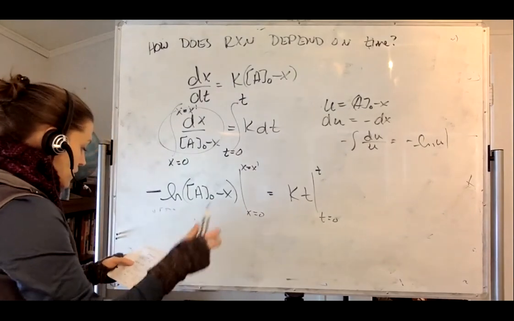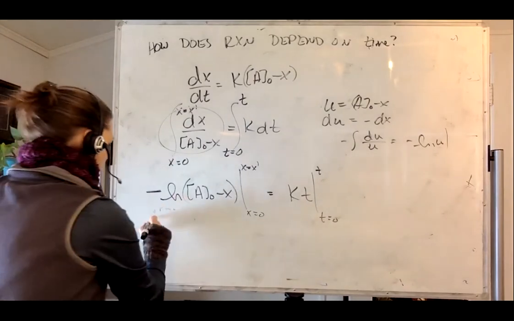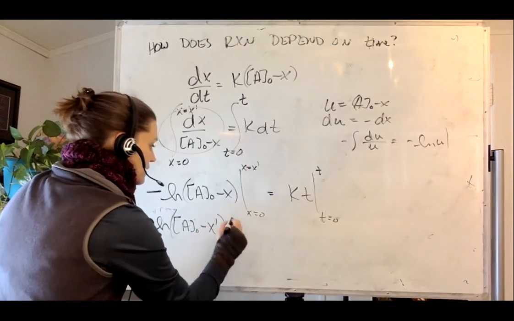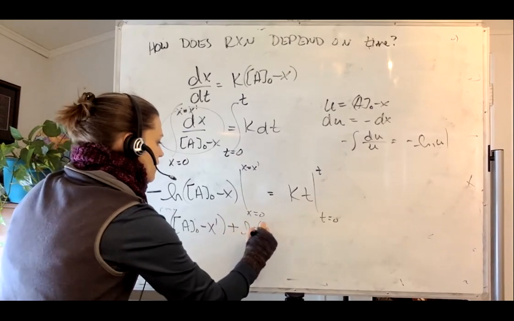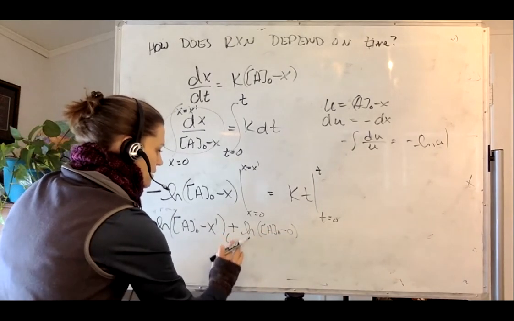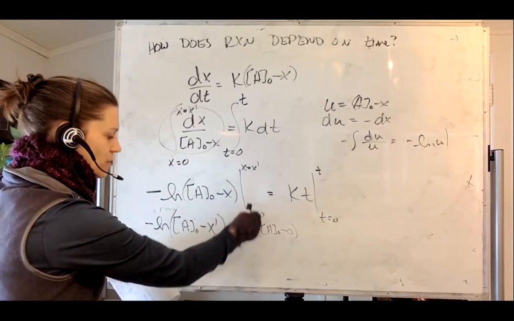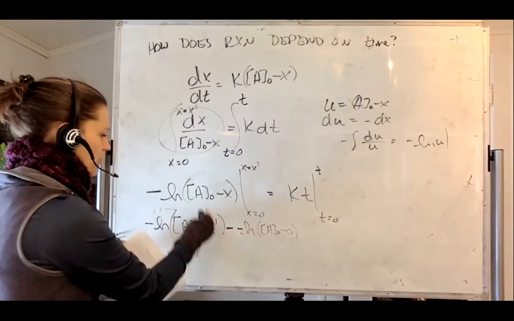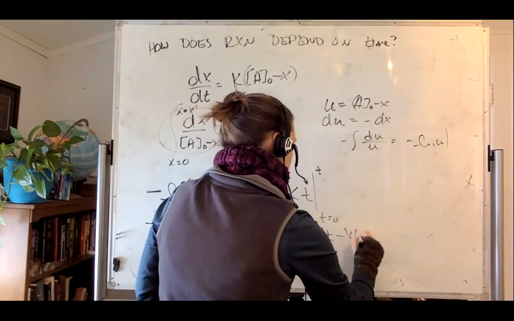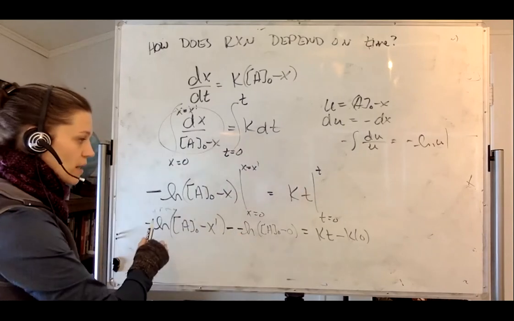Okay. So now let me impose these integration limits. Okay, so I've got minus log A0 minus X prime, minus, so that's going to be a plus log of A0 minus 0. Cool. So it's minus log here, but because I'm taking the integration limits, it's going to be final minus initial, is equal to KT minus K times 0. All right. So let's simplify this a little bit.